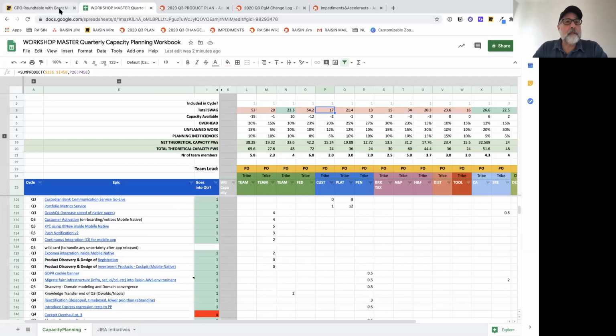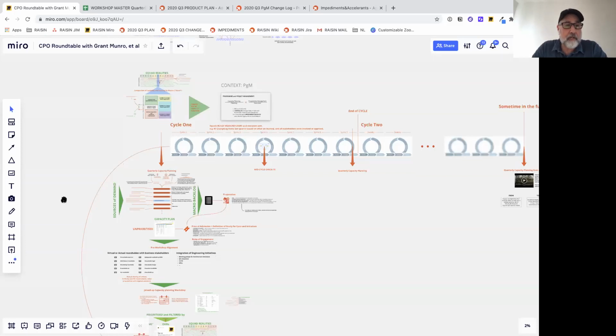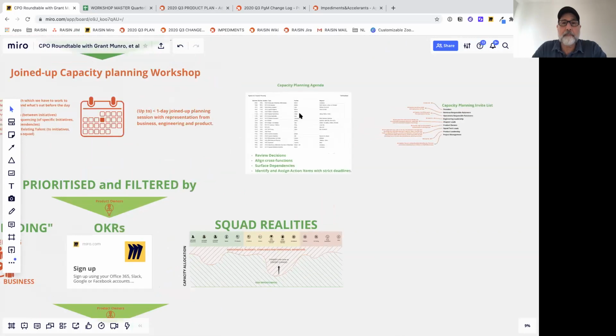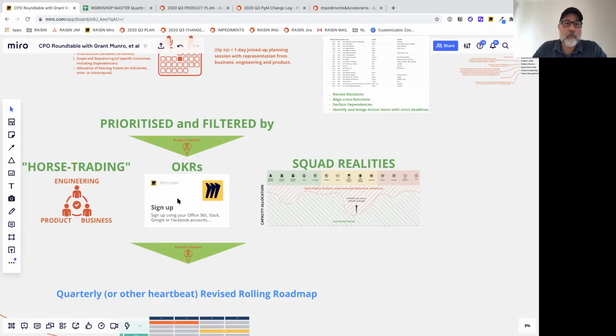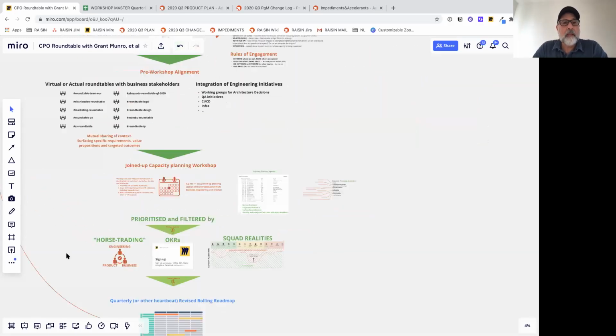So I'm going to jump back in, and then I'm going to pause here. So what happens is that feeds it. What you end up with is this ratified, if you will, capacity planning workbook. And then you do a bit of horse trading, talk through the OKRs, do stack ranking if you need to, and make sure that we're talking about the squad realities. And you end up with this sort of rolling roadmap that in our case is quarterly right now. And our intention is by middle of next year, or maybe spring of next year, to be more on a 6-week cycle.